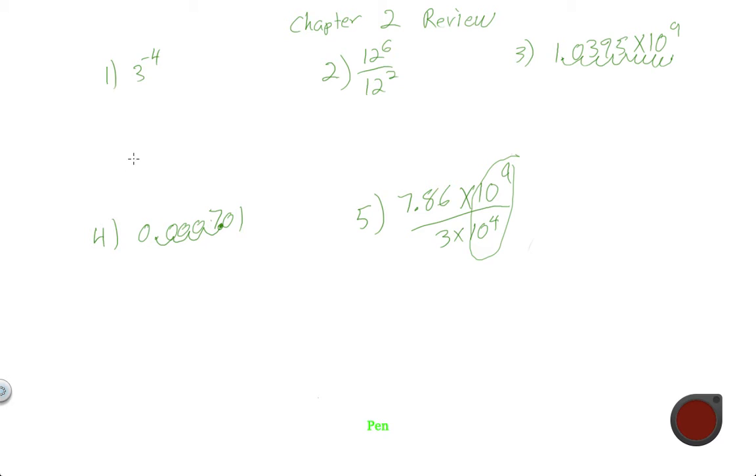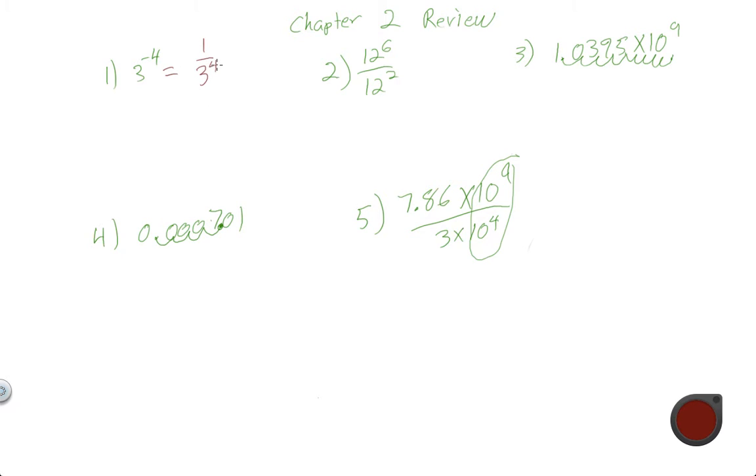Okay, so I'm going to go through these very quickly. Pause, slow down, or rewatch as needed, and try them first. Okay, 3 to the negative 4. Using our properties of exponents, 3 to the negative 4 is the same thing as 1 over 3 to the positive 4. That's a property of exponents, because when we're raising to a negative power, we're actually dividing instead of multiplying.